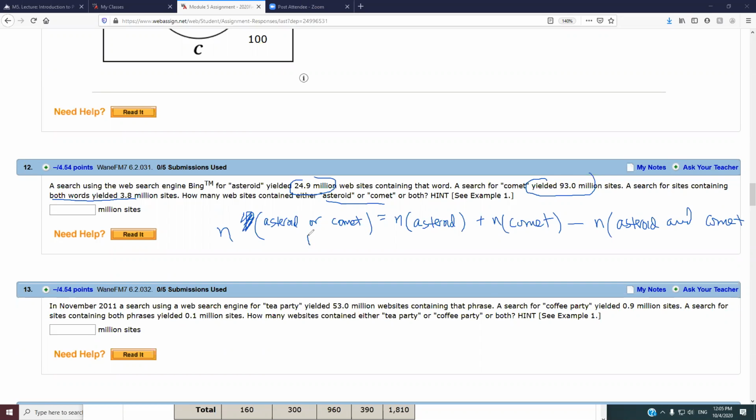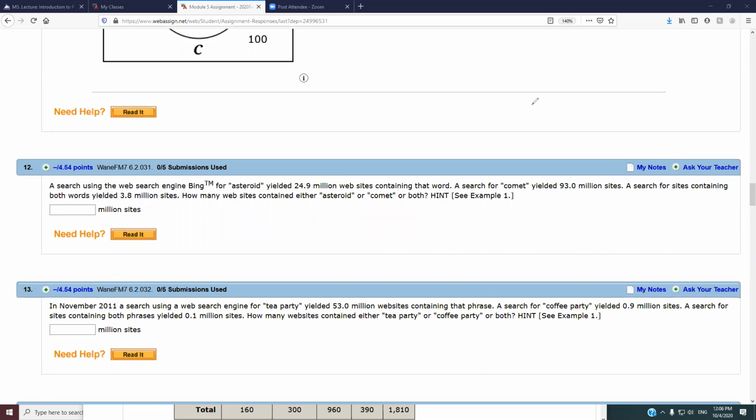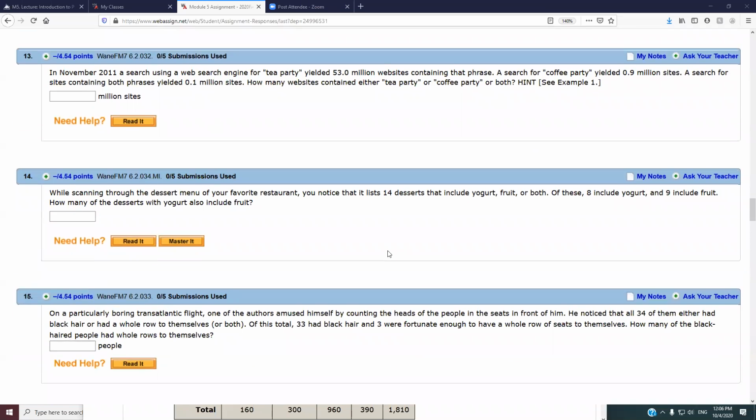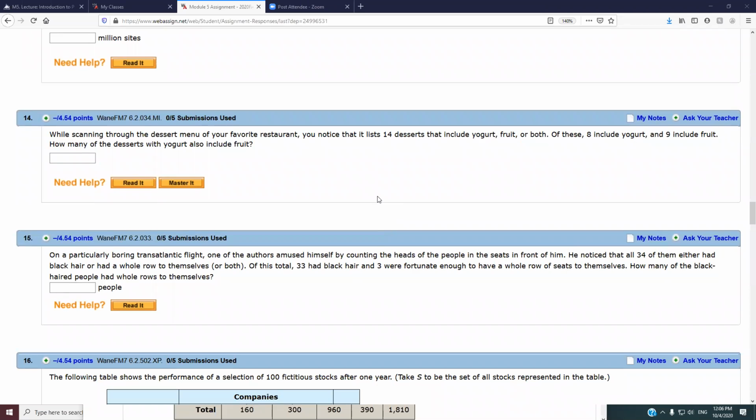All right, this is like a union symbol here, and this is like an intersection here. So they give me the numbers here. This is 24.9 with asteroids, 93 with comets, and minus 3.8 here for both. So you could just work that out on a calculator. All right, let's look at number 14. Number 14 is kind of similar.